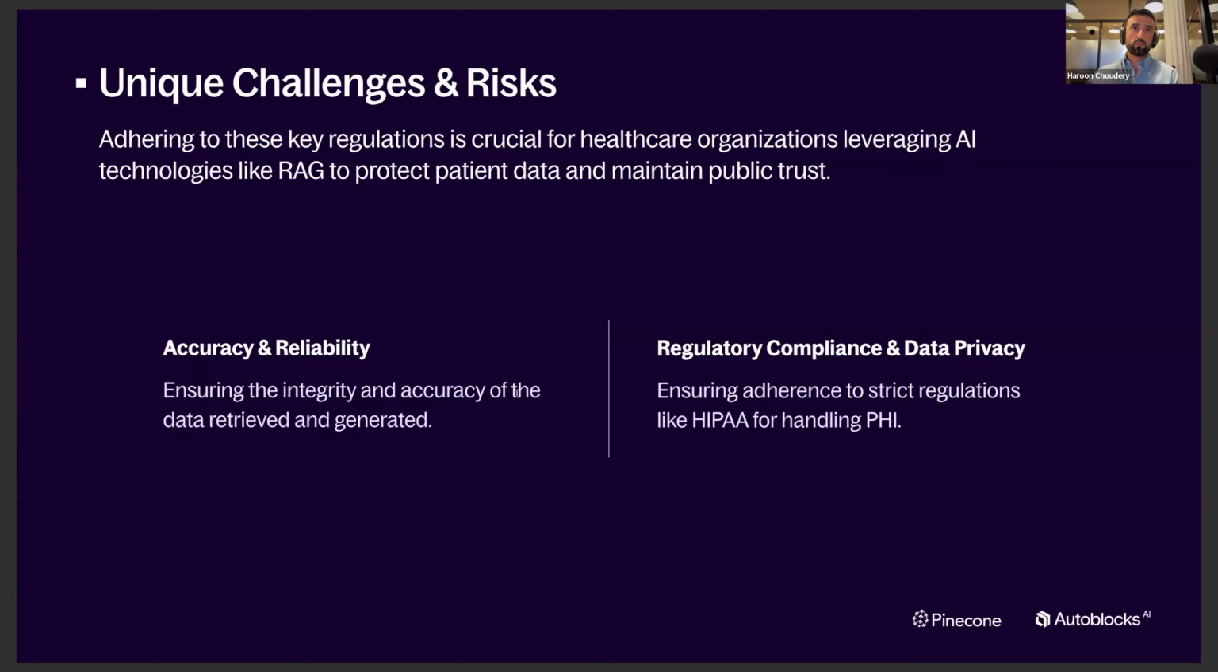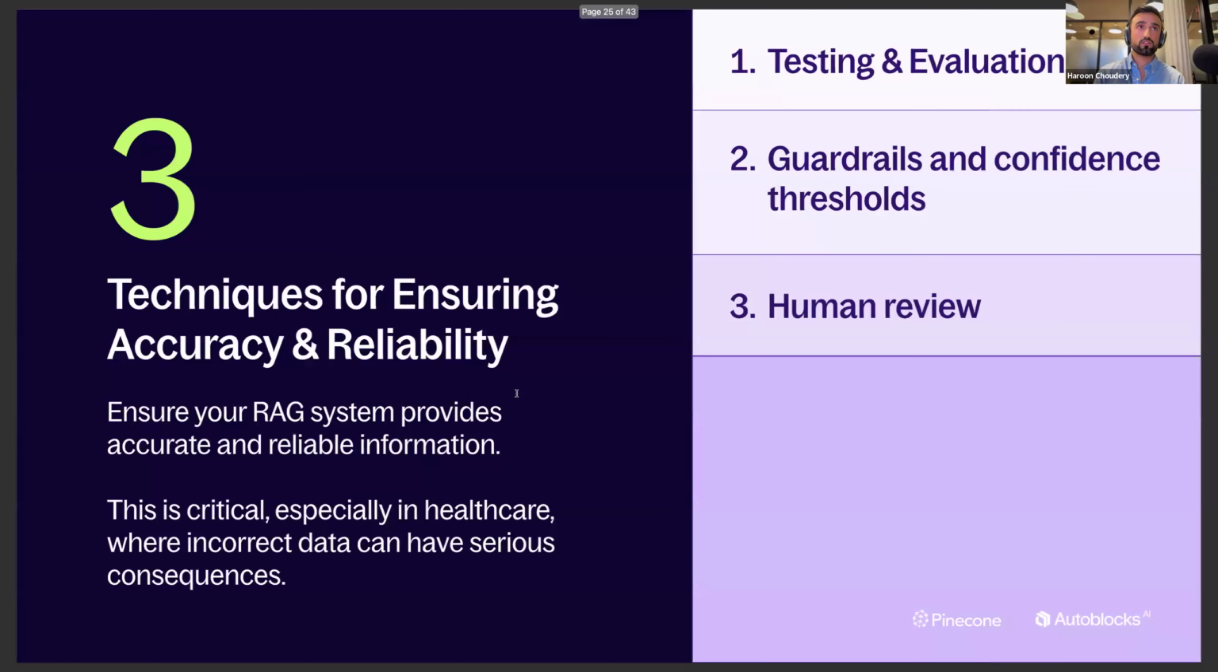We're going to tackle each one of these two different categories, and we're going to give you tactical tips and techniques for addressing each of these things. First, we're going to start with accuracy and reliability. Again, this is very critical, especially in healthcare. Incorrect data can have serious consequences. And so we have three different techniques that we're going to talk about to ensure that your AI applications, including RAG systems, are accurate and reliable. First, we're going to talk about testing and evaluation. We're going to spend the most time on this because this is, in my opinion, the most important to really get a hold of.